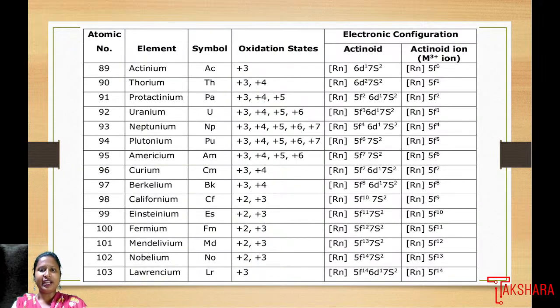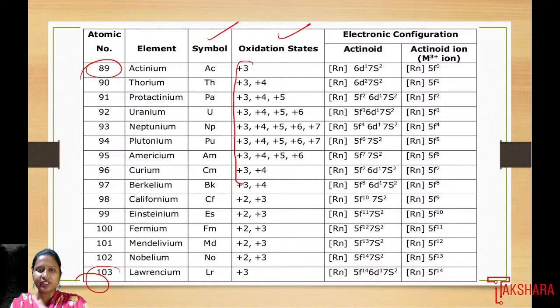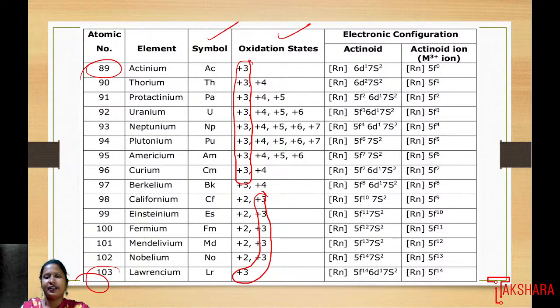Next we have actinides. In actinides, we start from 89 to 103. All the elements arranged together in the periodic table, we call them actinides. Next column we have symbols, then next we have oxidation states. The most common oxidation state is +3. All the elements have the common oxidation state +3.